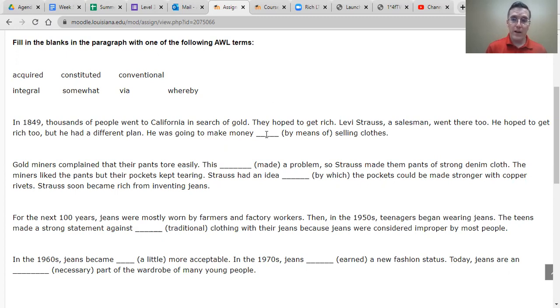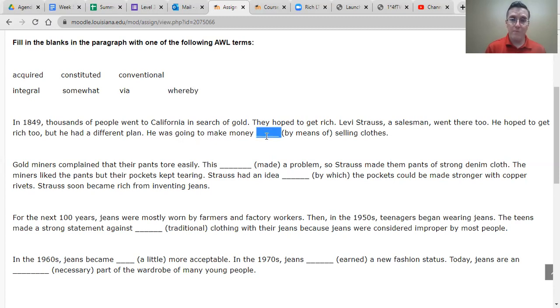So the first blank here, we are actually given a phrase that means the same thing or means something similar. So we're looking for a synonym here. We want a word that can replace "by means of." He was going to make money by means of selling clothes. Well, I see the preposition "by," and I see that preposition in "whereby." So that gives me a clue that maybe "whereby" would fit in here.